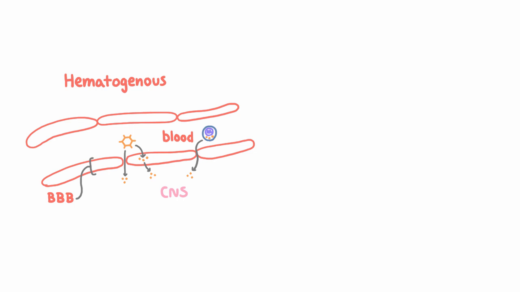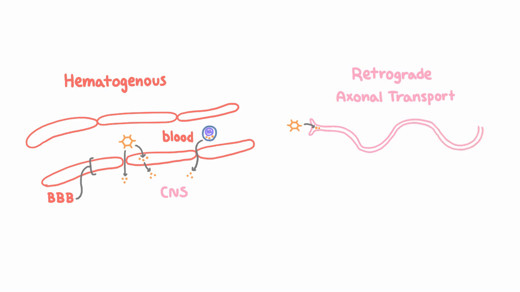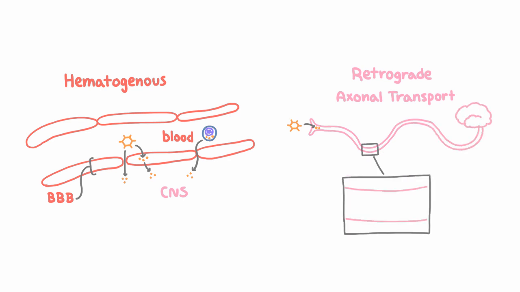The second way that viruses can get into the brain is through retrograde axonal transport. And the way this works is that viruses get into axons and follow them all the way back to the central nervous system. Now, because neurons can be so long, they actually have transport mechanisms that carry molecules along the axons in both directions, kind of like mini railroads. And viruses actually hitch a ride on these transport mechanisms to travel into the CNS.